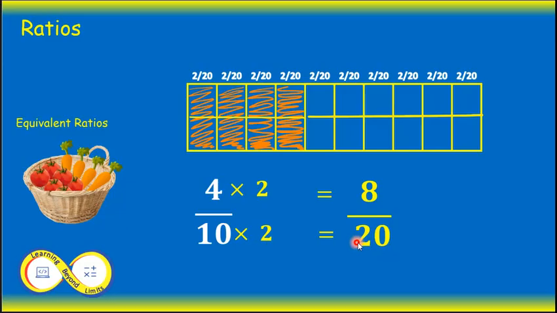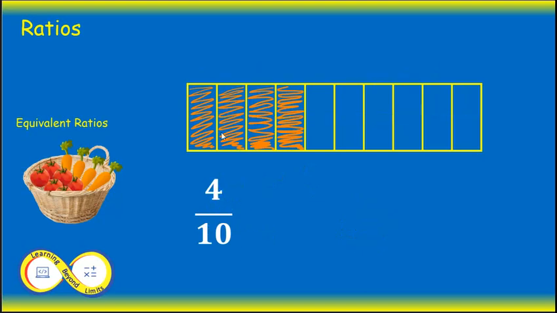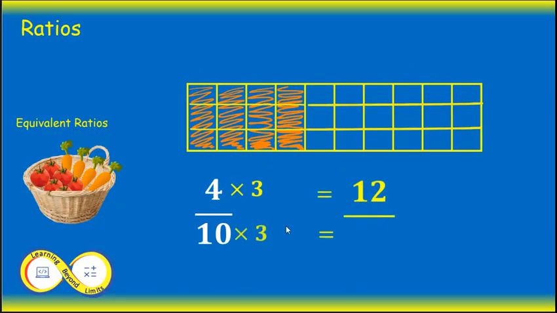To find our equivalent ratio, we can multiply what fraction we have. In this case, if we have 4/10 and we wanted to find a different equivalent ratio, we could go 4 times 3 instead of 2, and that would have given us 12. And we would go 10 times 3, and that would give us 30 instead of 20.